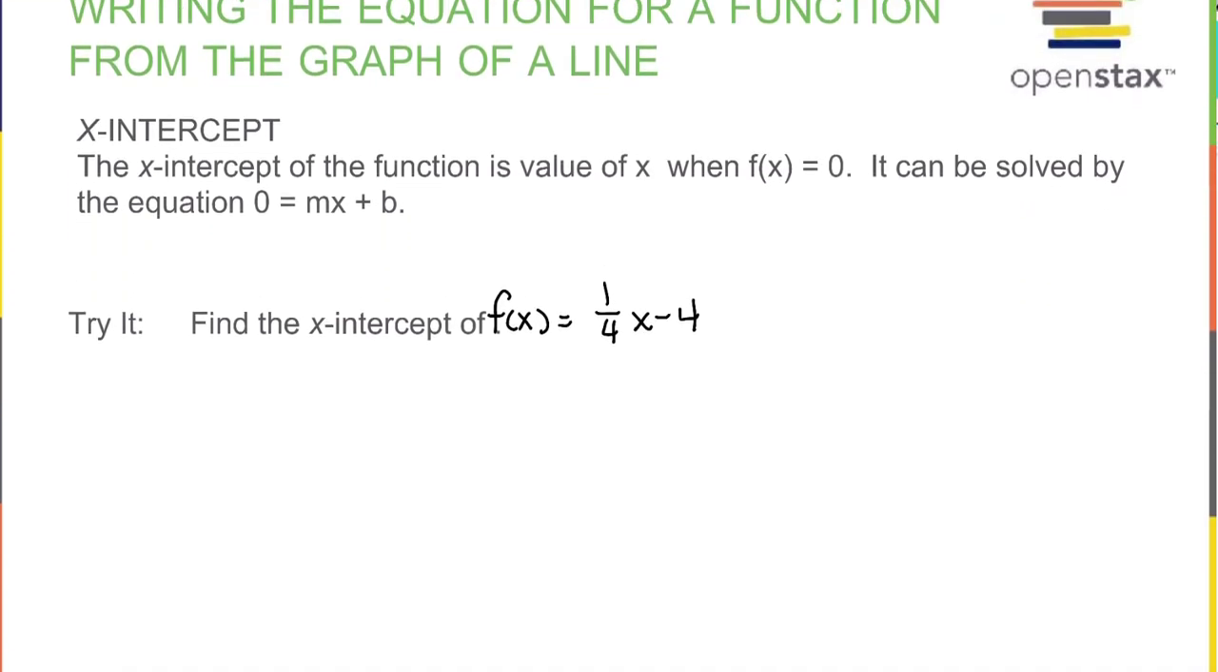Okay, so now we're going to talk about writing the equation for a function from the graph of a line. So let's talk about x-intercept. The x-intercept of a function is the value of x when f of x equals 0. So probably the way you learned this in the past is x when y equals 0. It can be solved by the equation 0 equals mx plus b. So basically if it says find the x-intercept, we're going to replace the f of x with 0, and we're going to solve the equation.